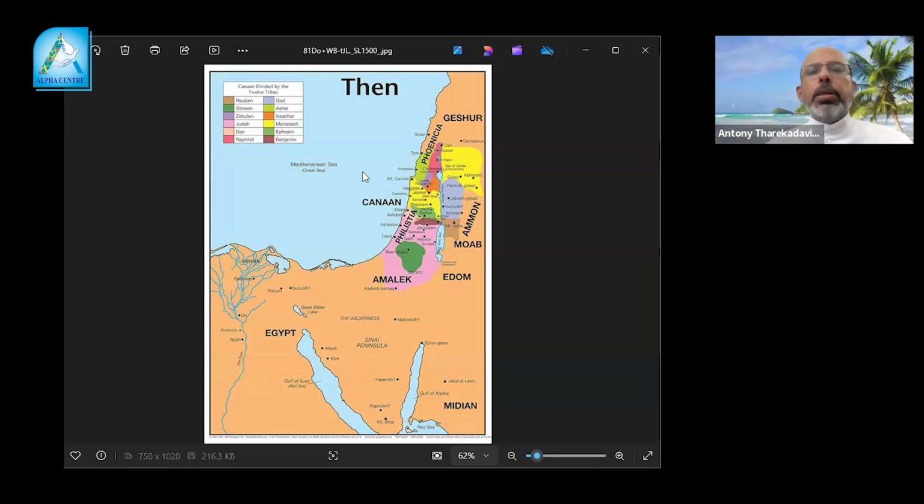Holy Land, this portion is the Holy Land. The land between the Mediterranean and the Jordan River. This portion is the Holy Land.